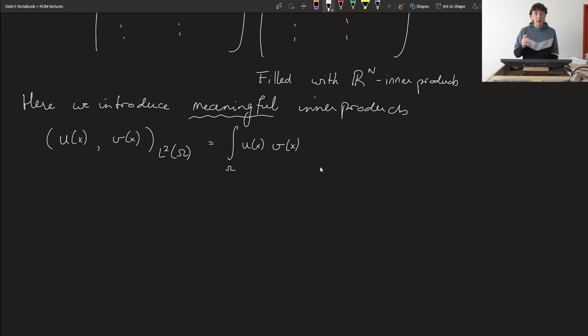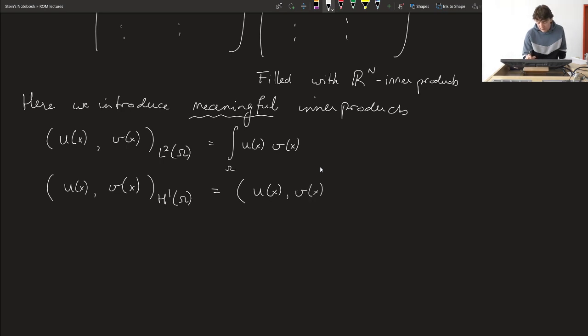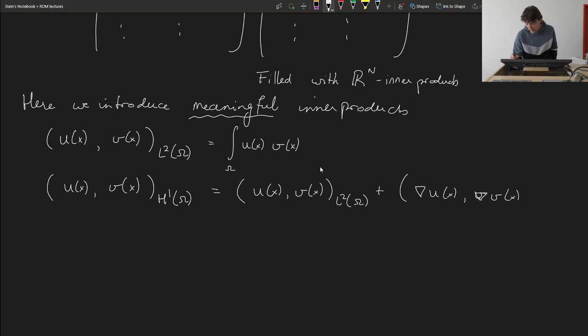But just to give you a bit of a refresher, recall also the space H1, all the functions in L2 that have one well-defined derivative. We also have an inner product for those. Suppose that we have u of x and v of x and they both live in H1. Then we can take the H1 inner product. And how was that defined? Well, we take the inner product of these in L2, and we sum to that the inner product of the gradients of those, also measured in an L2 sense.